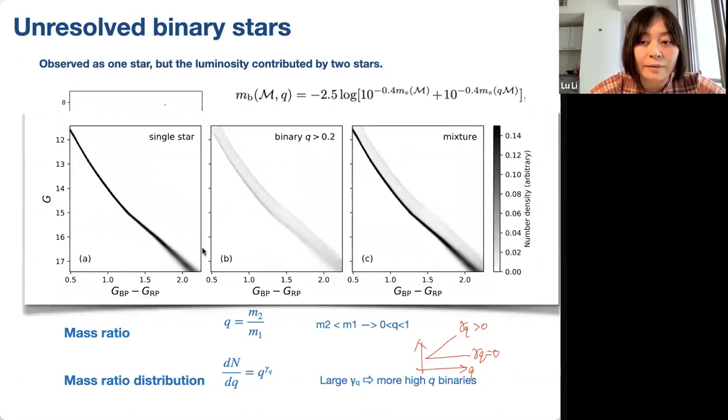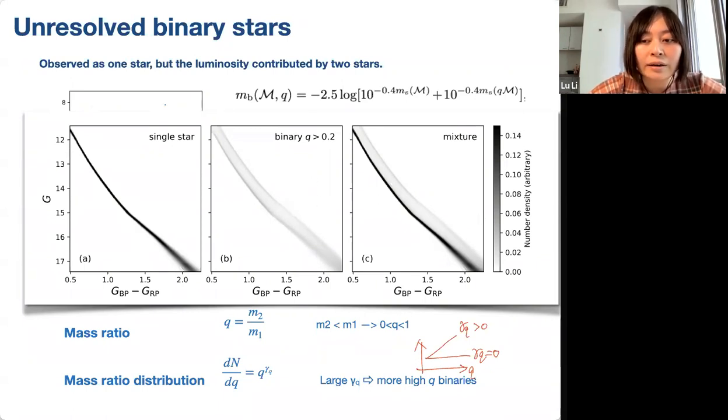We consider them as a mixture distribution. This is an illustration of the mixture distribution in the color-magnitude diagram. This is the number density of the single star. And as I said before, the mass function can determine the number density along the isochron, and the mass ratio distribution determines the number density in the perpendicular direction for the binary model.